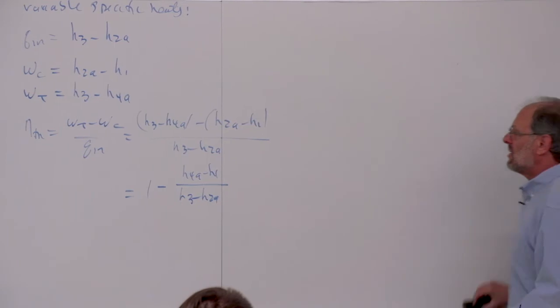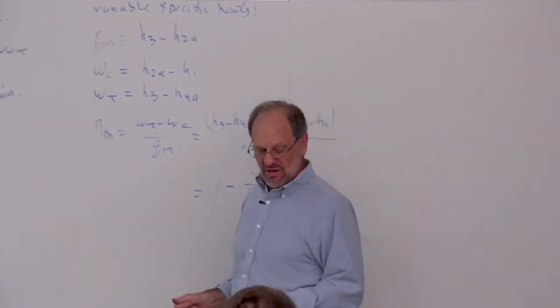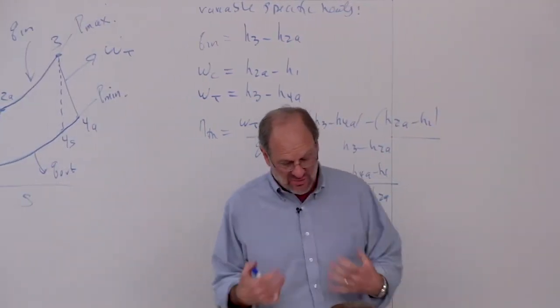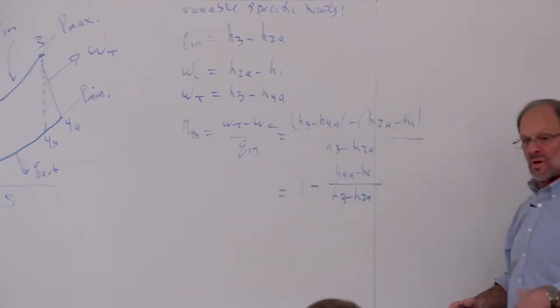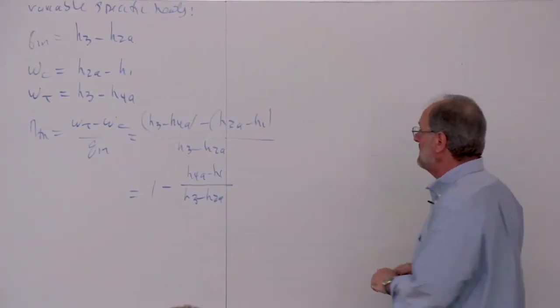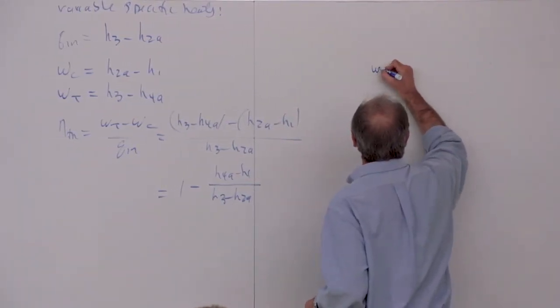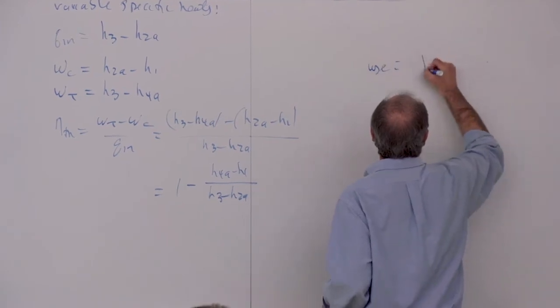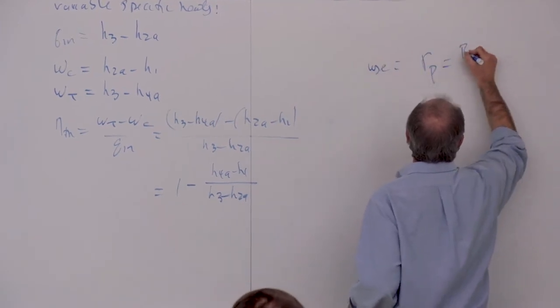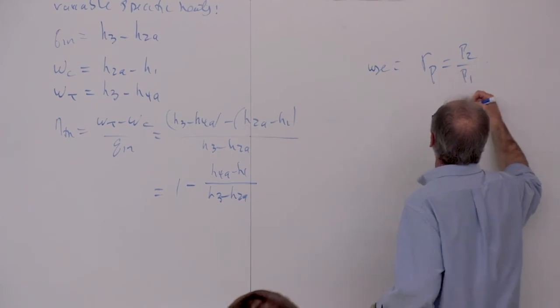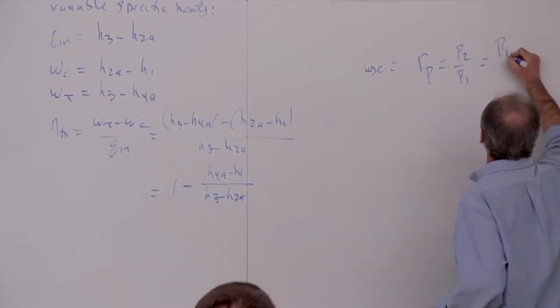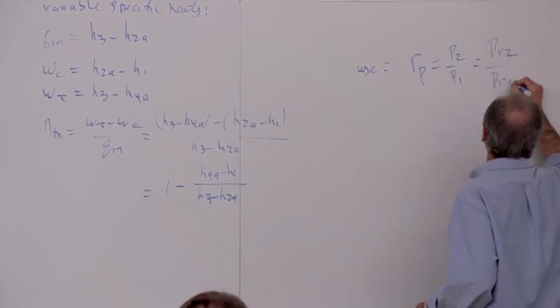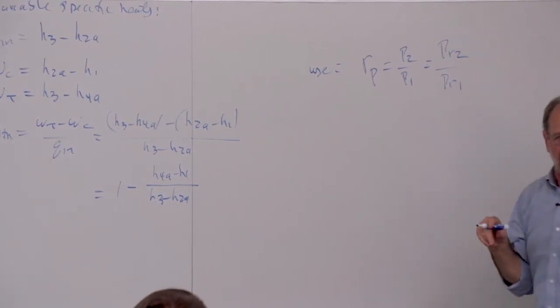Now, again, we're going to have to use isentropic efficiencies. Because we're now talking about variable specific heats, we're going to have to use the relative pressure data. So you're still going to have to use that. So remember, the pressure ratio, which is P2 over P1, is still equal to PR2 over PR1. But we have to be really careful here.